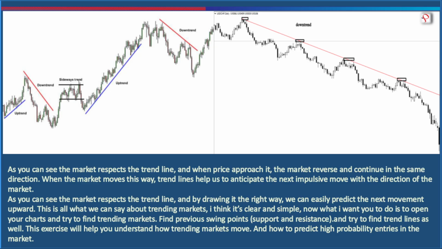As you can see, the market respects the trend line, and when price approaches it, the market reverses and continues in the same direction. So when the market moves this way, trend lines also help anticipate the next impulsive move with the direction of the market. By drawing it the right way, we can easily predict the next movement upward or downward. This is all we can say about trend line markets. I think it's clear and simple.